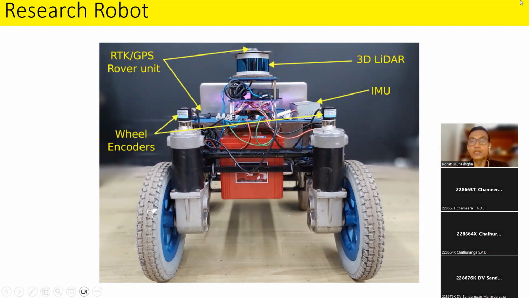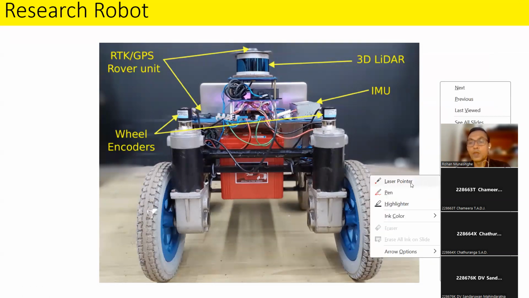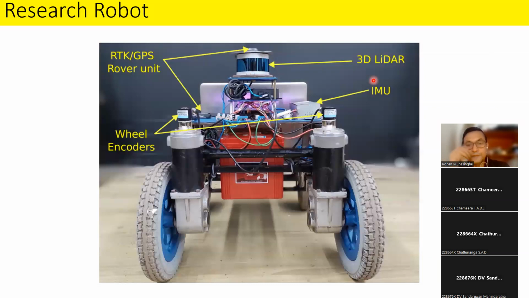You can see over here what sort of sensors are on board the robot. You can see up here the 3D LiDAR. This is a ranging device. It has infrared laser beams going out of it, scanning right around.